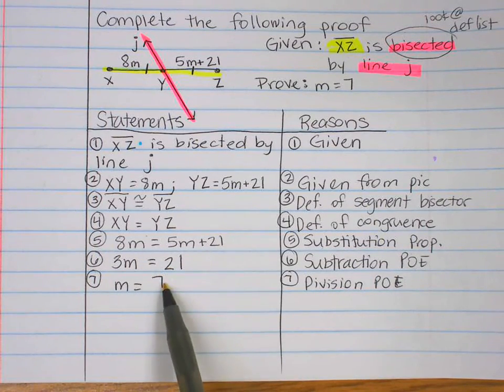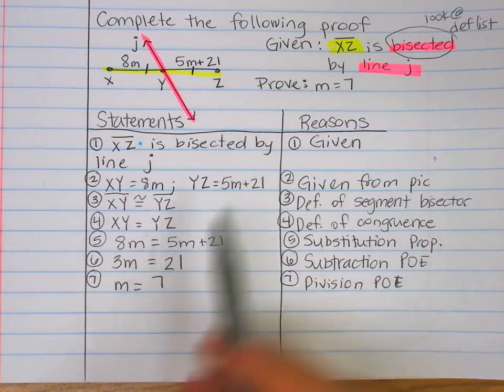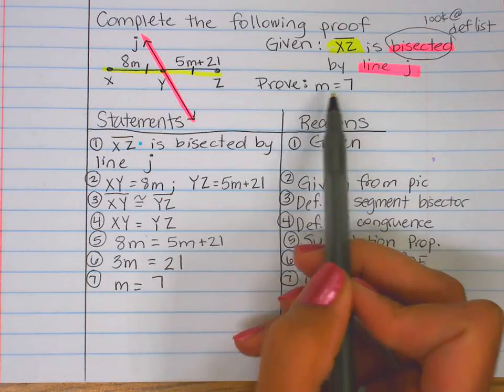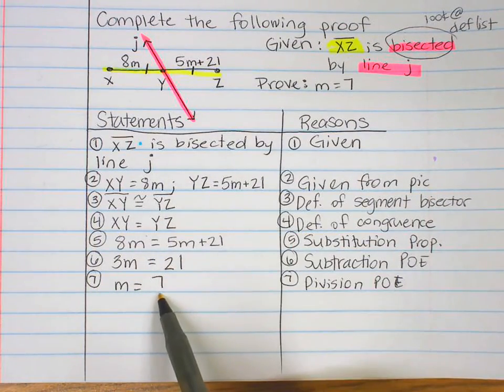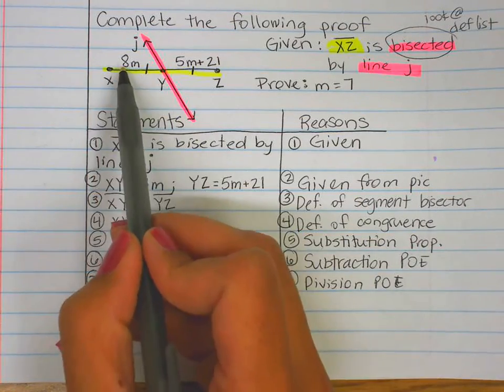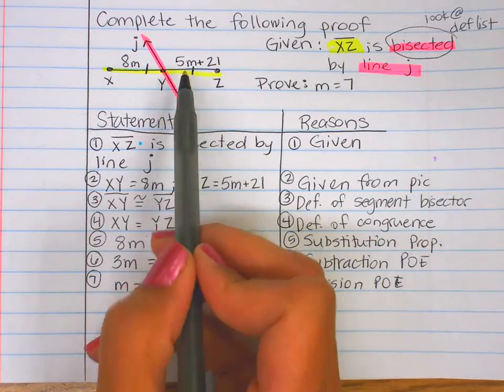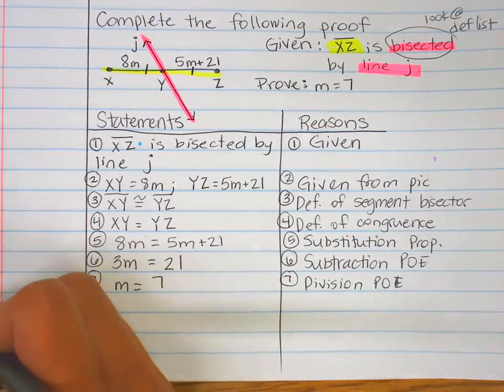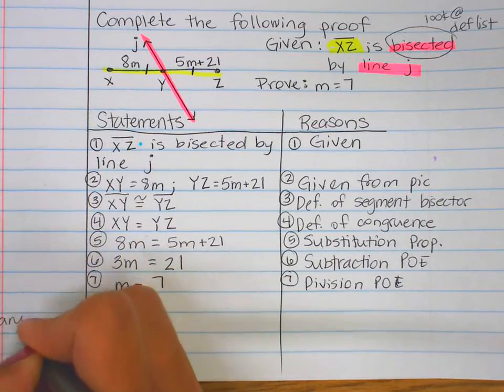You can check it by plugging in 7. I probably should have done that, but it did tell us to prove, so our main goal is to prove what it's telling us to prove. If you do substitute in 7, it does work out. They are equal. All right, so just make sure you get your questions and summary and review.